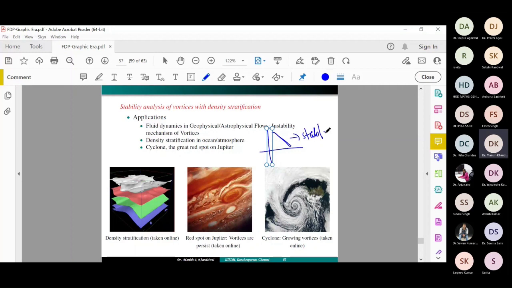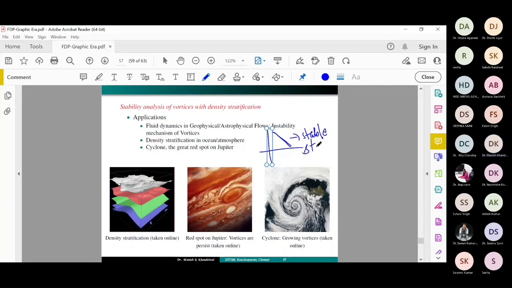This situation is called stable stratification. If layers in the flow are available in fluid mechanics, then definitely the layers will be arranged so that the more dense fluid is downward and the less dense fluid is in the upward direction. This is called stable stratification.